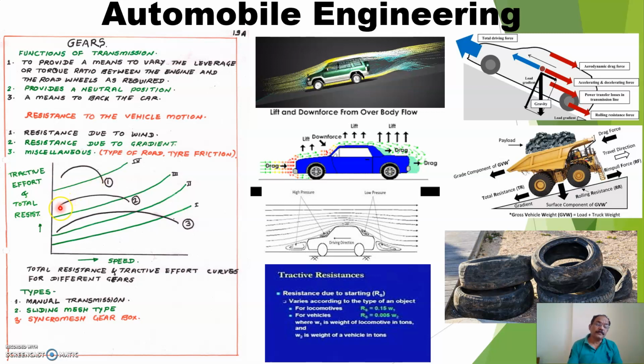In the second gear, it can carry somewhat less load than the first gear, that is, somewhat less tractive effort and total resistance than the first gear, but it can still carry the load, and the speed is also somewhat greater than in the first gear.